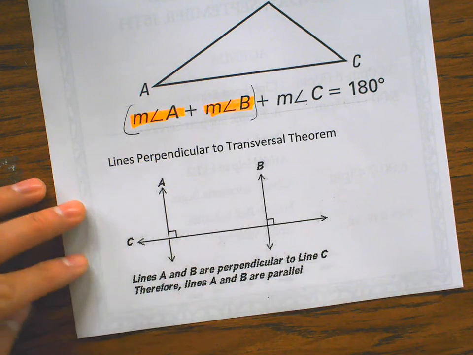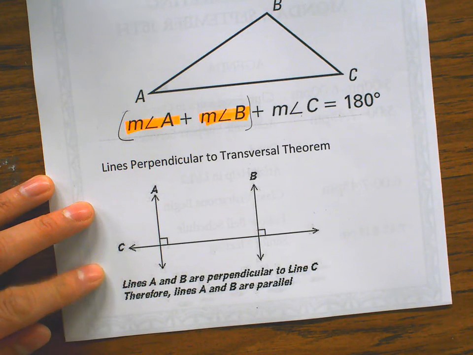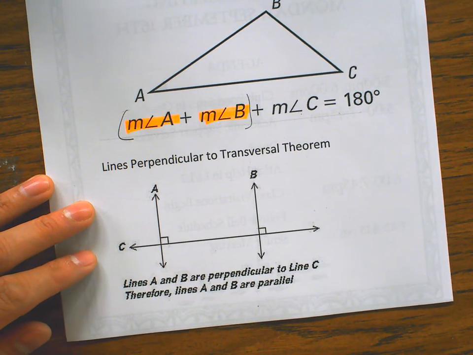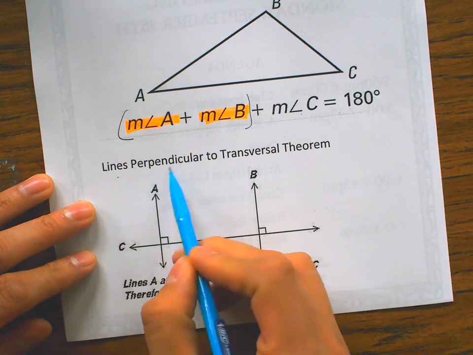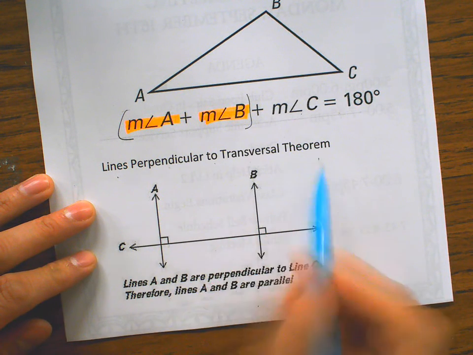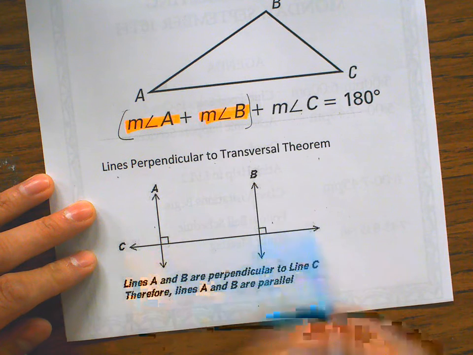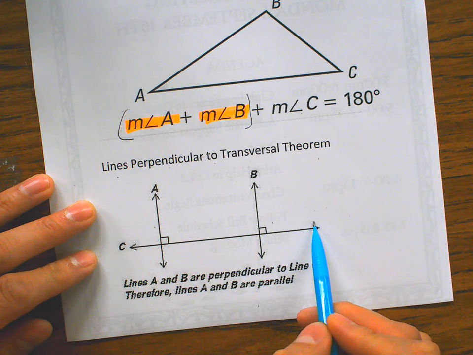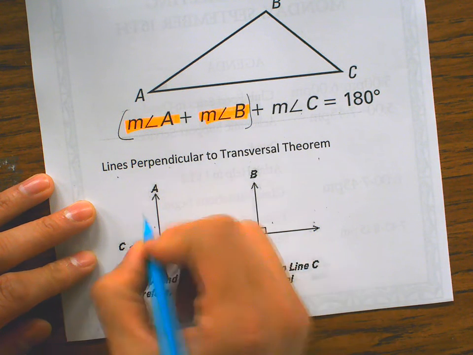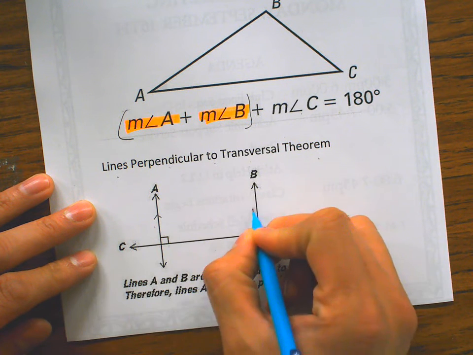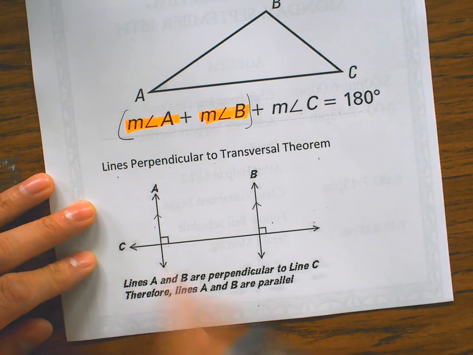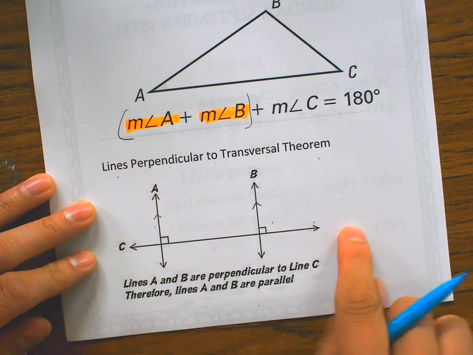And to conclude on that first page, one of the theorems that we did learn is the lines perpendicular to transversal theorem that states that if two lines are perpendicular to the transversal, then they are going to be parallel. So in this case, these two are going to be parallel because they're perpendicular to the same line.